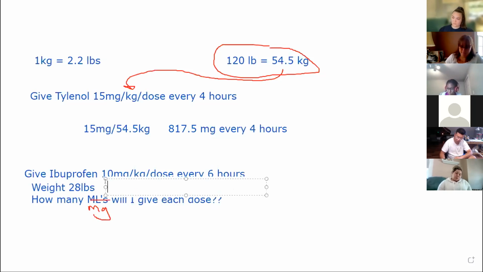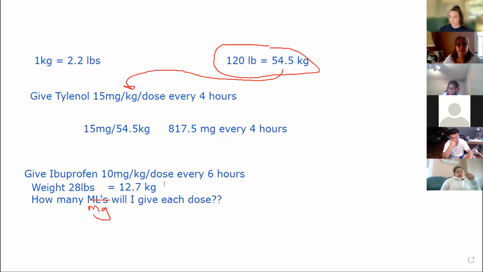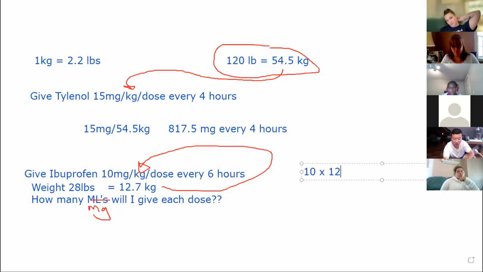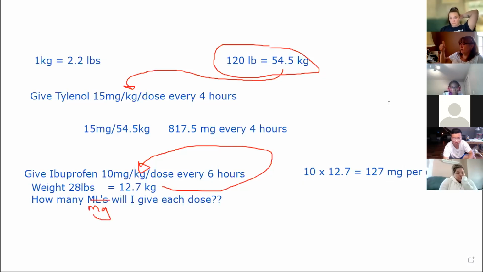So what did we get for weight? How many kilograms is he? 12.7 kilograms. Everyone get that? Thumbs up? Okay. So if we're 12.7 kilograms, that's the number we are going to put into our problem, right? So we are going to do 10 times 12.7, and we are going to get what? 127 milligrams per dose. Now, did everyone get 127?